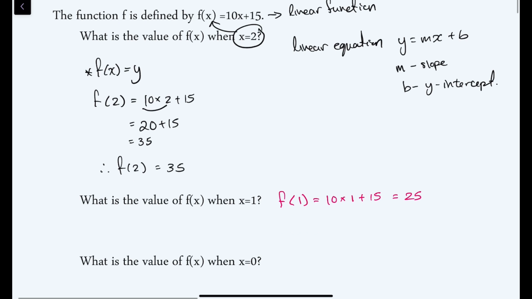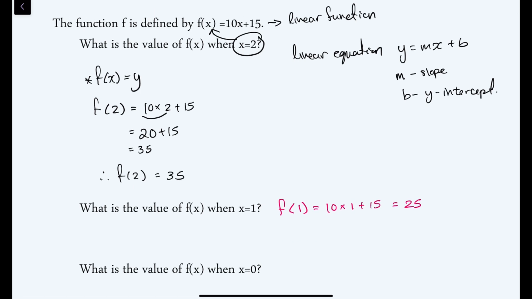Okay. What about when x is equal to 0? Well, again, same idea. Just plug it in. 10 times 0 plus 15. Well, what's 10 times 0? That's just 0 plus 15 is equal to 15. So f at 1 is equal to 25. f at 0 is equal to 15.